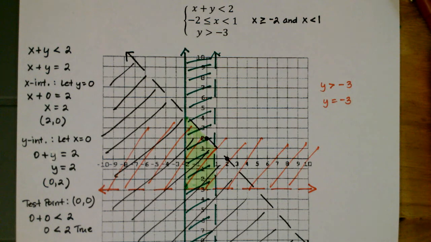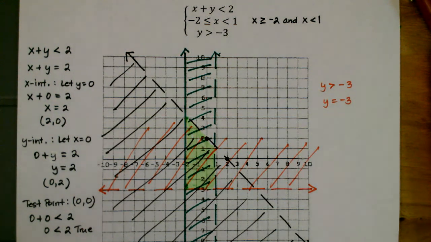Okay. So that's the graph of this system of inequalities here. x plus y is less than 2, -2 is less than or equal to x and less than 1, and y is greater than -3. Okay, so that will complete this video on section 5.5, dealing with systems of inequalities.